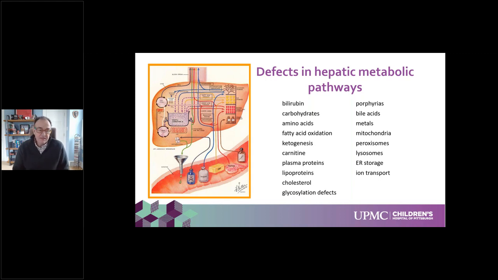Now, the liver is the chemical factory of the body. There's an old illustration showing many of the pathways that are involved in the liver, and this is not a comprehensive list, but as you can see, we can have defects in the metabolic pathway for bilirubin, carbohydrate metabolism, amino acids, and a whole list of other potential metabolic pathways.